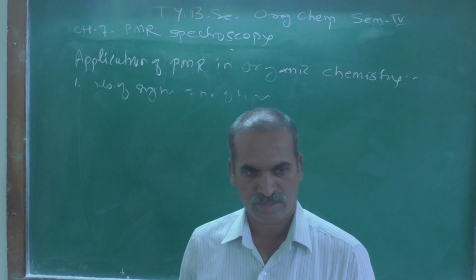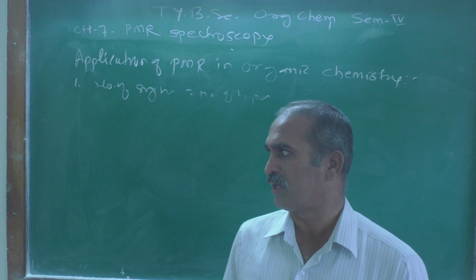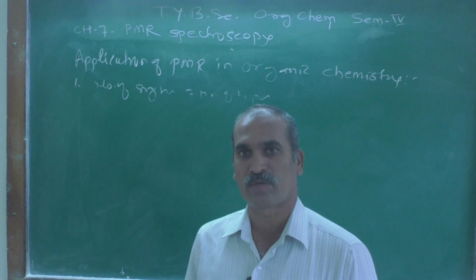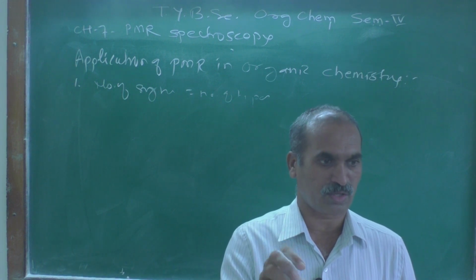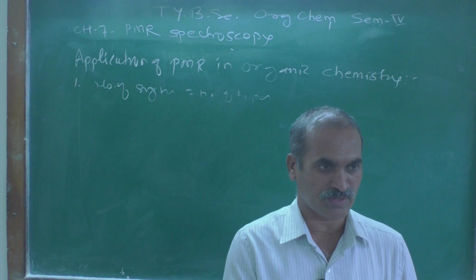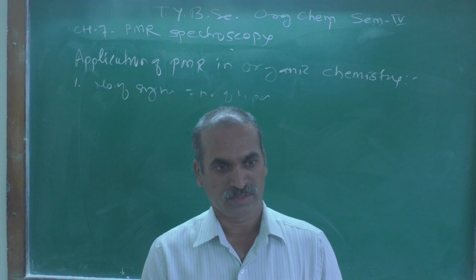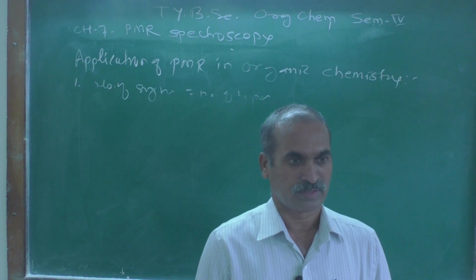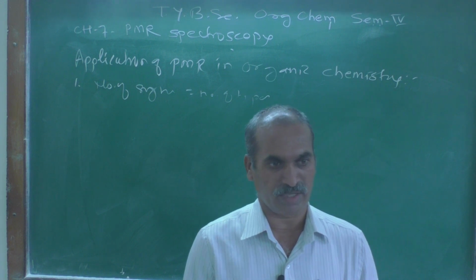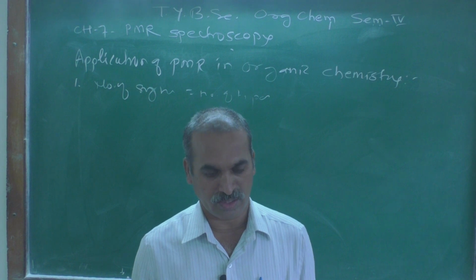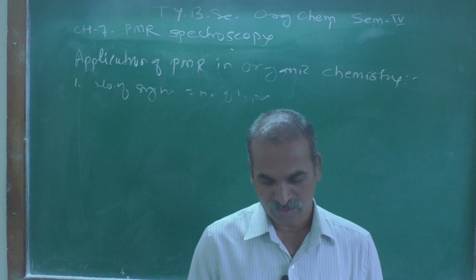If cis alkene protons are there, the J value is found to be 8 hertz. If trans protons are present, the J value appears around 16 hertz. For ortho coupling in an aromatic compound, it is found to be 8 hertz. From that we can understand what type of stereochemistry the compound has. In this way we have seen all the applications of NMR spectroscopy.